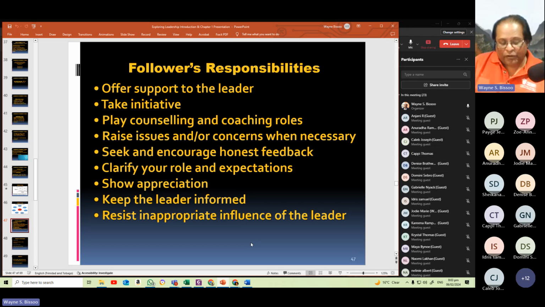Keep your leader informed. That's critical. You want the leader to make good decisions, then the information flow has to be constant. They need to be informed of everything at all times. And resist inappropriate influences of the leader. So you're not there to pander to the needs and behaviors of a questionable leader. You need to resist that influence because that's not what we're about.